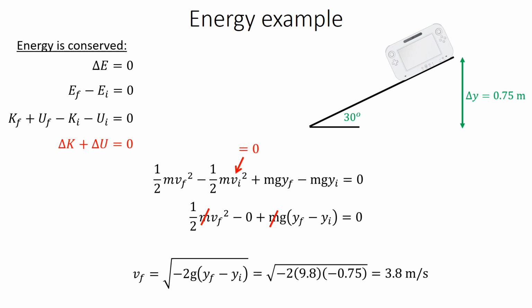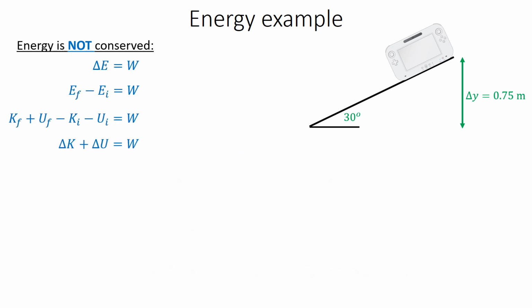Now, in some cases, the energy is not going to be conserved. This happens whenever work is done to the object. If positive work is done, this adds energy to the system. We can account for this by equating the work done to the change in energy. If W is positive, then the final energy will be greater than the initial. And if W is negative, well, then E final must be less than E initial.